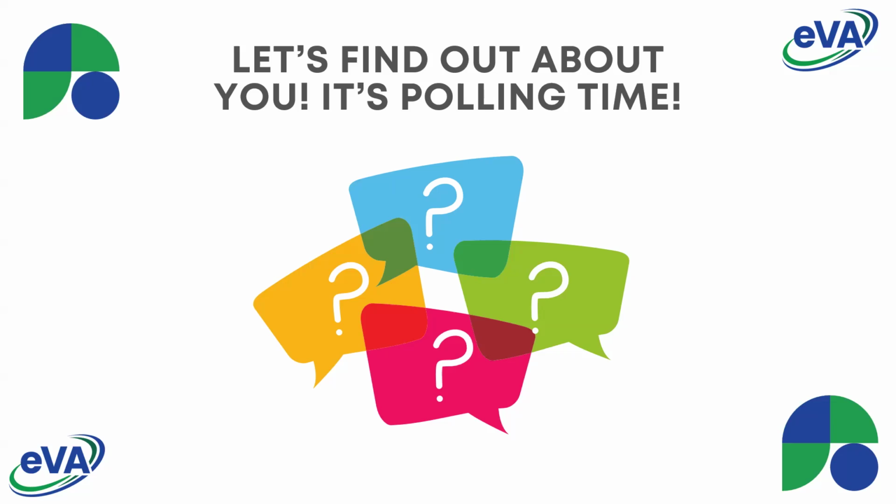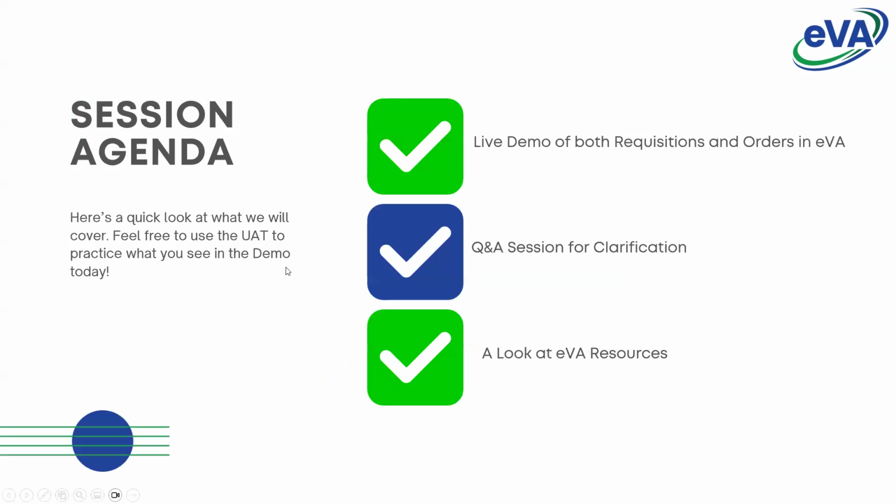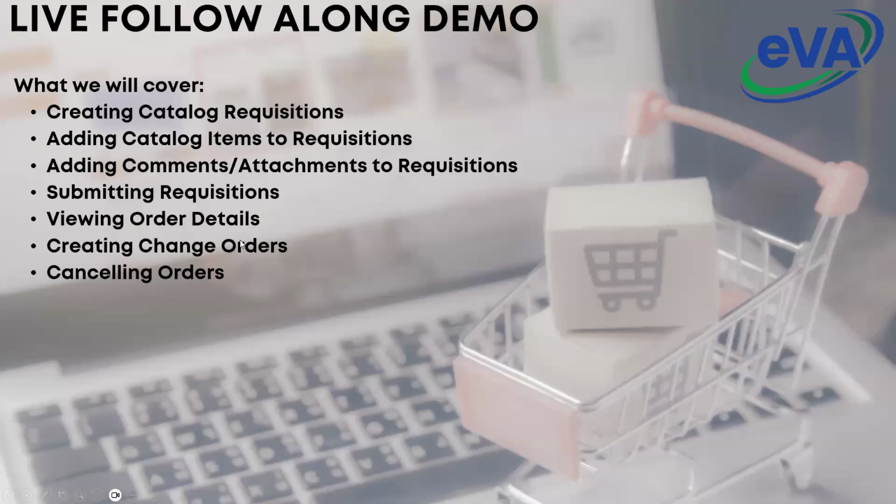So that's interesting. We're glad that you're all here, and we look forward to sharing information with you that hopefully helps you use EVA more effectively every day in your job. Let's take a look at our session agenda for today. We're going to start with that live demo with Miranda. She's going to walk you through both requisitions and orders. Then we'll do a Q&A session for clarification, and then we'll wrap up with those resources that will help you to use EVA better on an everyday basis.